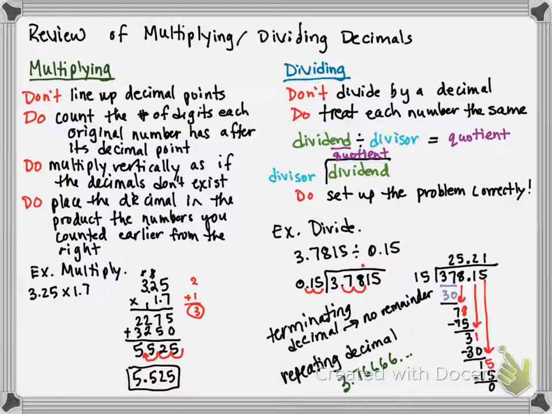So what we do is we stop, we write all the unique digits once, and then we put a repeating bar over just the piece that repeats. So it just goes over the 6. Okay? So there we go. That's what we're doing. We got an answer here of 25 and 21 hundredths.